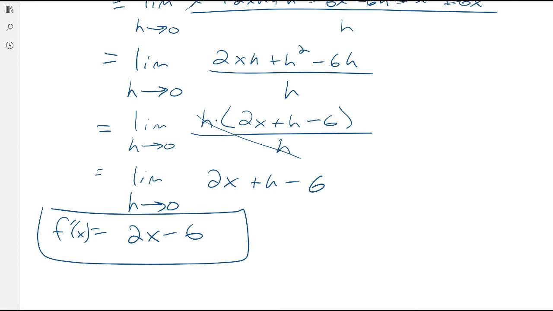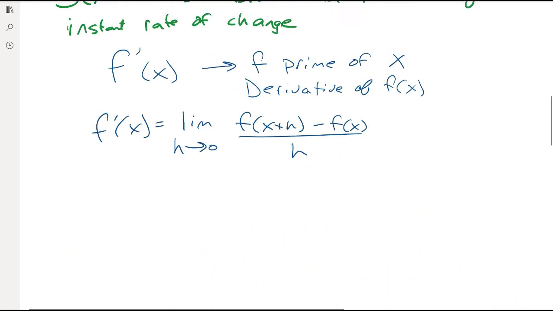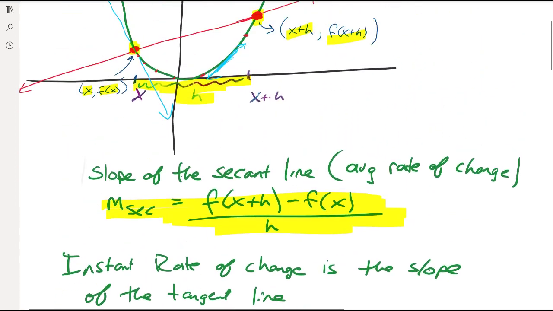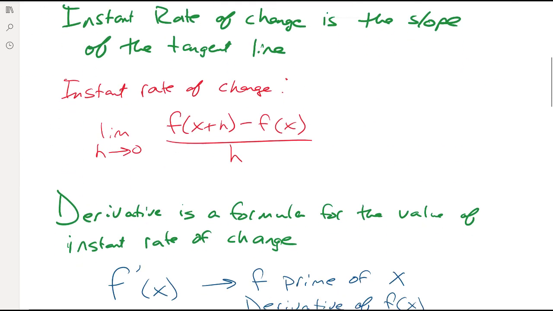So what does that mean? That means that if my graph is a parabola, which it is, and I want to calculate the slope of that light blue line there, the tangent line, all I have to do is plug my x value into 2x minus 6, and it will give me the appropriate slope of the tangent line at that x coordinate. Okay? And so that's what a derivative is doing.